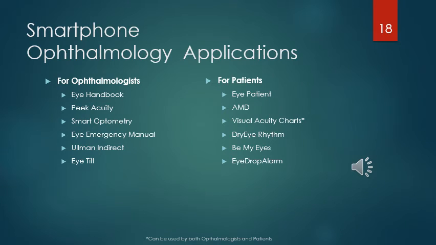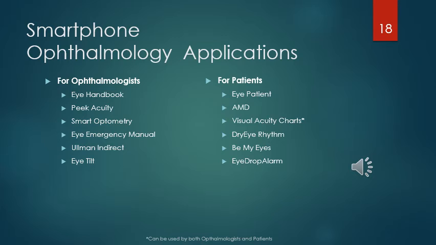This slide outlines the different types of smartphone applications that can be used by ophthalmologists and patients. I was pleasantly surprised about the number of applications available. This is just a partial list of available apps. iHandbook is the most popular application used by ophthalmologists. This app has a visual acuity test, eye atlas, and a ton of medical and academic resources.